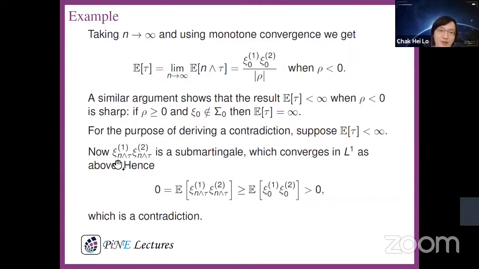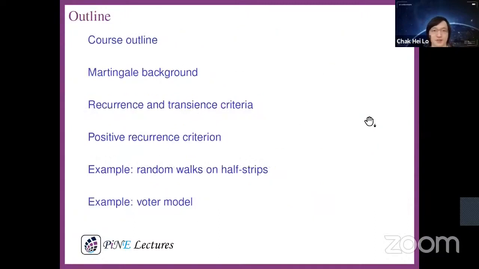Then this time, this quantity again is a submartingale and it converges in L1 as above. So we actually have this quantity, the expectation of this, is just zero. And because it's a submartingale, so the sign here is reversed, we have this expectation, but this is greater than zero from the setup. So this is a contradiction because we get zero greater than zero. That means that this is not happening, and that is why we have infinite expectation here. So all the results here are sharp. Okay, good. So this is essentially the end of this positive recurrence criterion session.